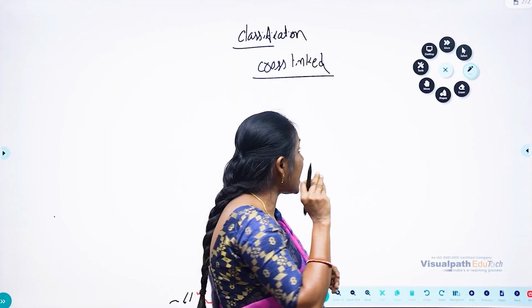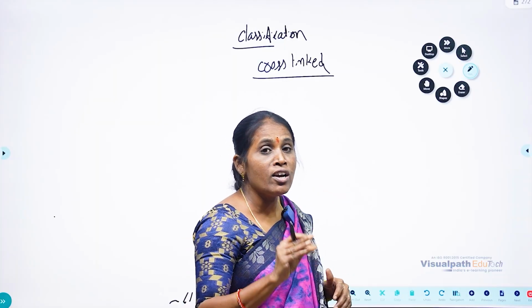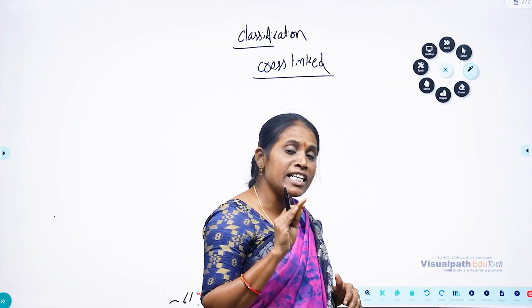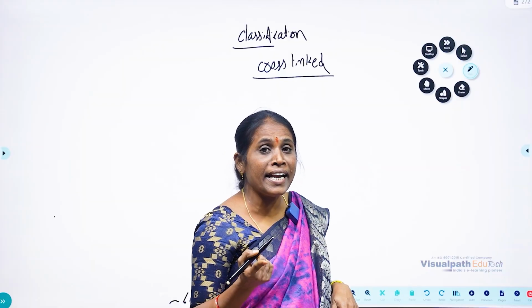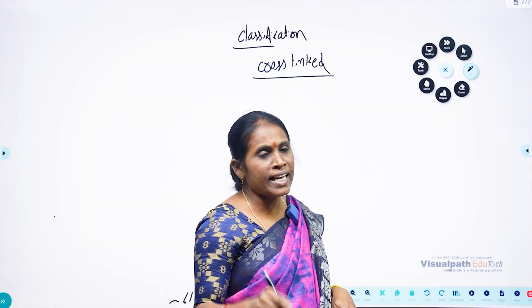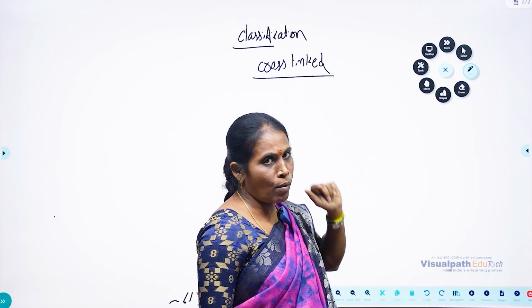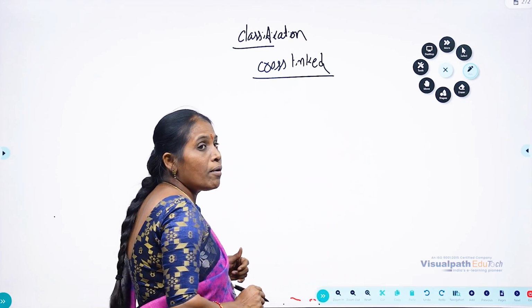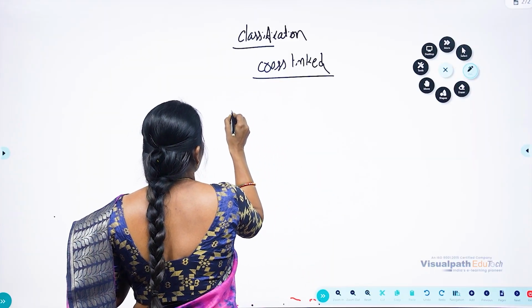This type of bonds are present in that compound. It is very hard, very rigid, which means its melting point is also high. Examples are bakelite and rubber. These are examples of cross-linked polymers or cross-linked molecules. So here we see the bakelite.